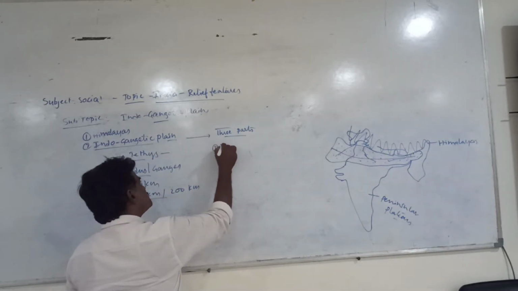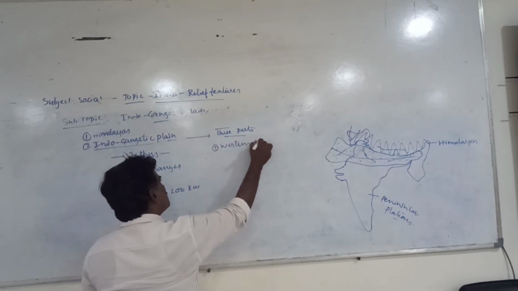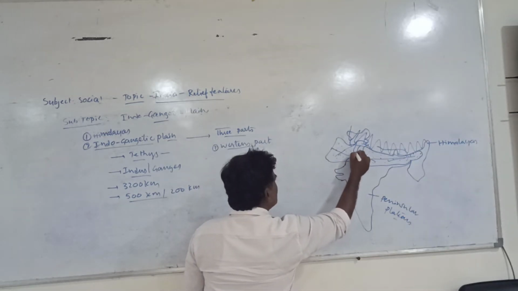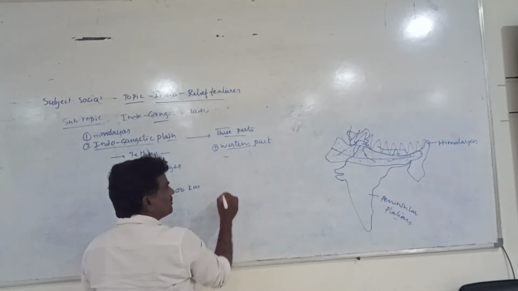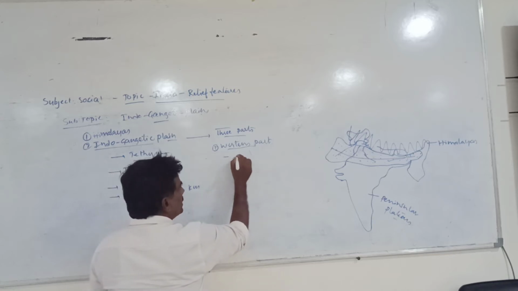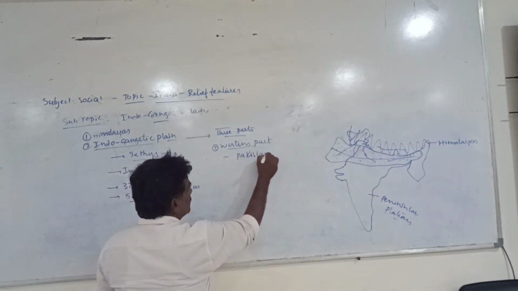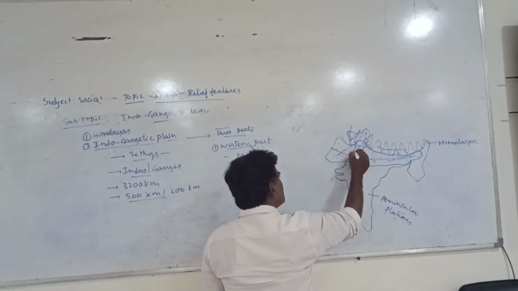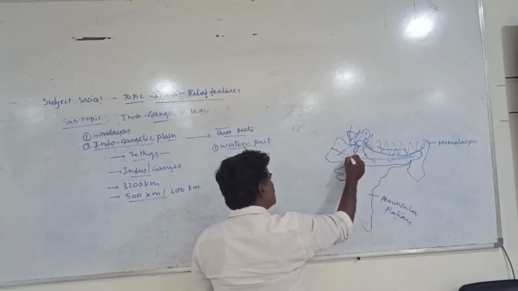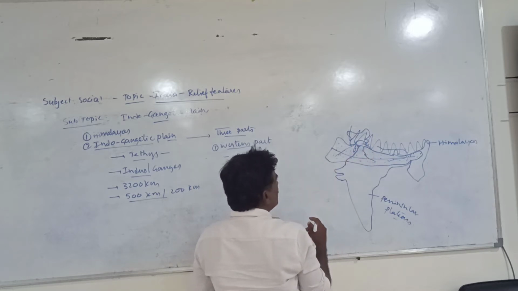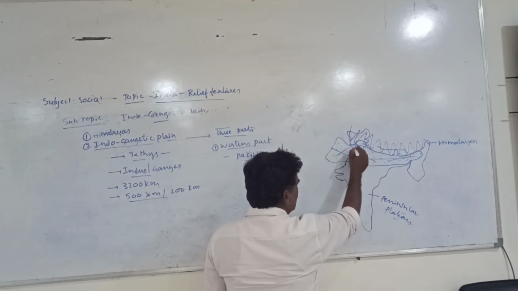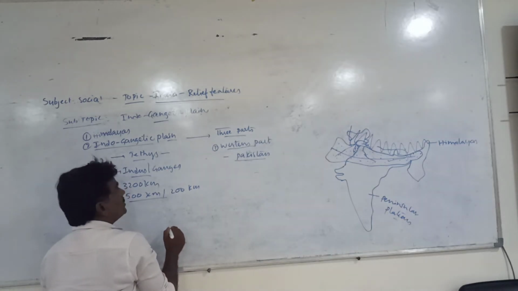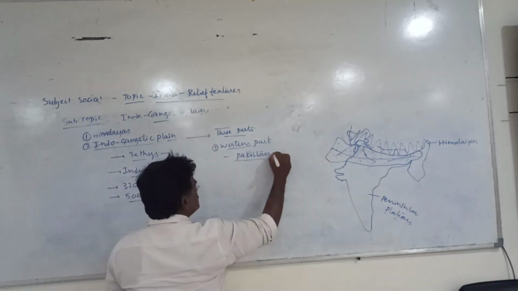One is the western part. This is the area up to Haryana, a small area. Leaving the small area in India, the entire area is in Pakistan. Just in India, near Haryana and Punjab, a small area is coming in India. The remaining entire western part of the Indo-Gangetic Plain is mostly located in Pakistan.